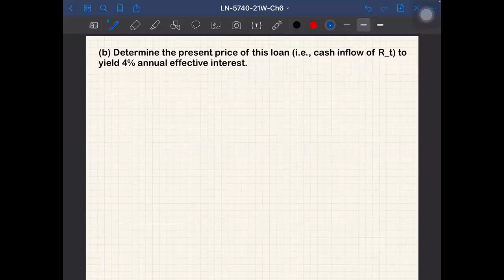Hi, let's continue with section 6.c, equal principal repayments. Question B: determine the present price of this loan to yield 4% annual effective interest.